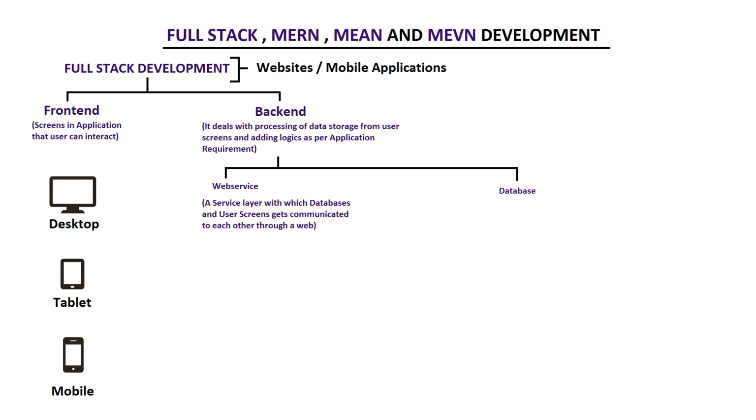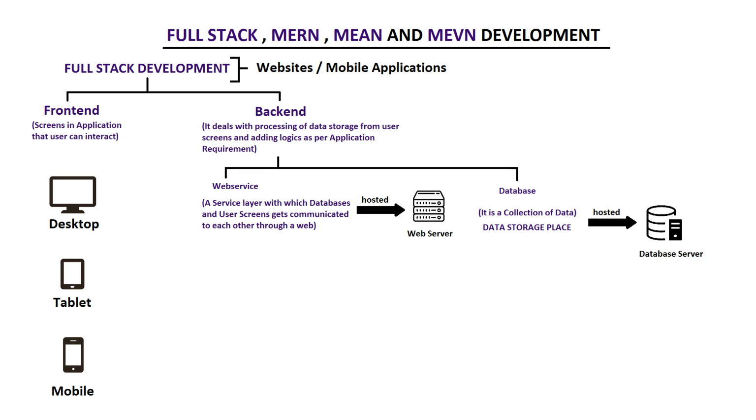Therefore, web service is a service layer with which databases and user screens communicate with each other through the web. Whereas database is a collection of data. It is a data storage place. Web services are hosted in a web server, and database is hosted in a database server. Web services consist of three modules: controller, service, and repository.